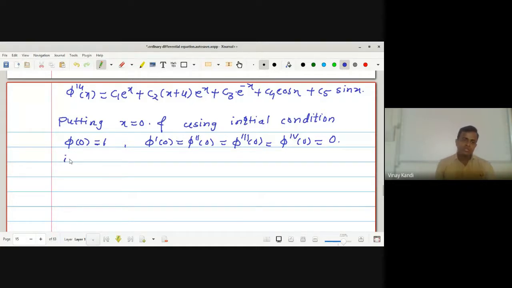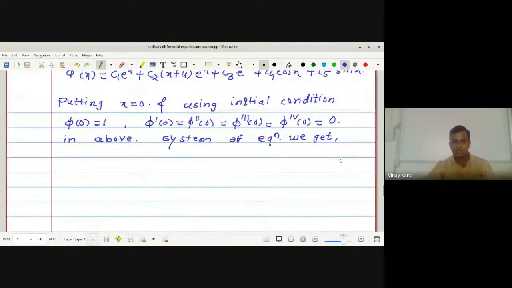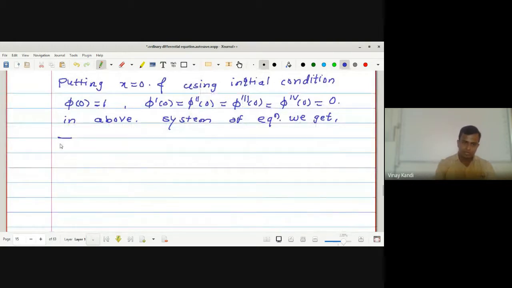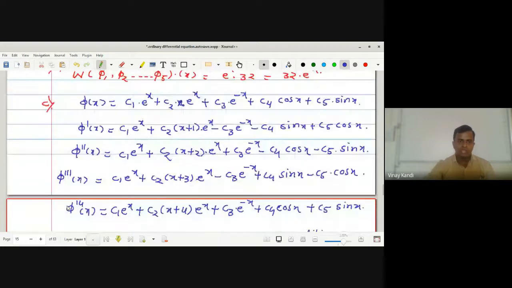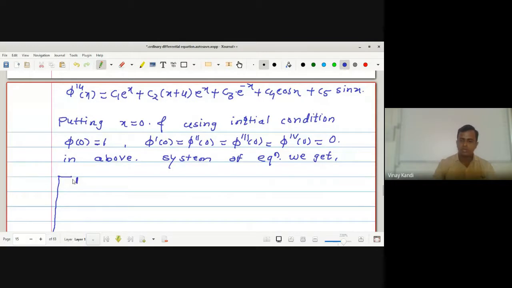In the above equations, we get the system of equations. We can also write all these equations in matrix form. So here we get, look here, put x as 0 in phi of x. So what is the coefficient of C1? E raised to 0 is 1. So the first coefficient is 1. Now tell me the coefficient of C2.